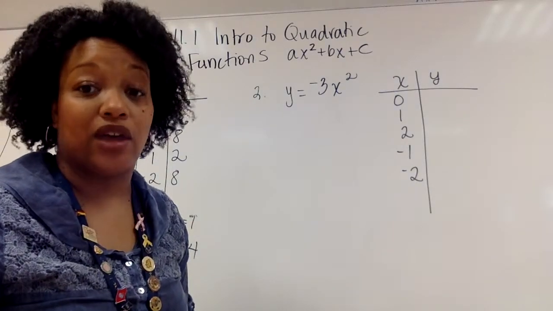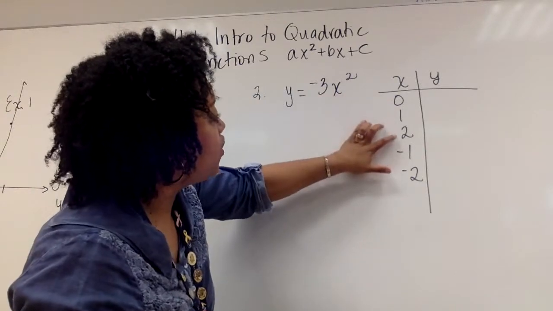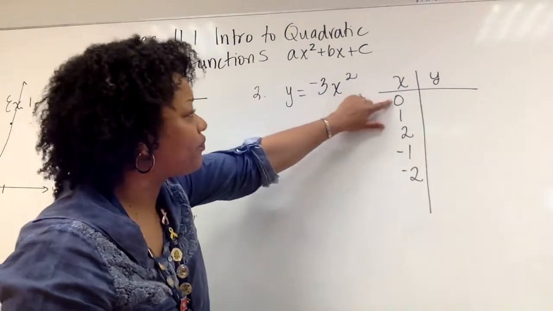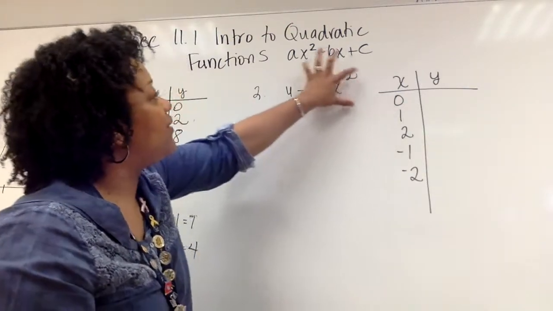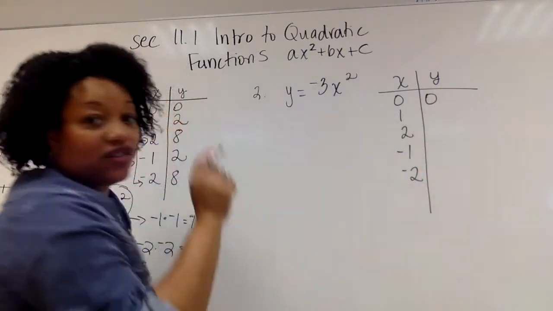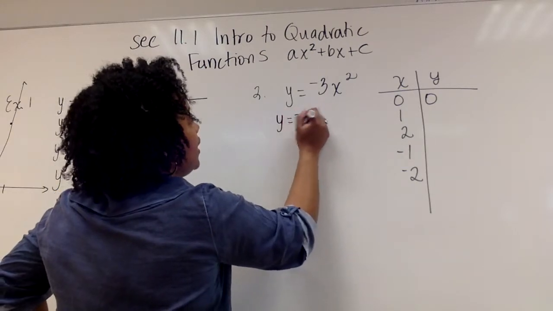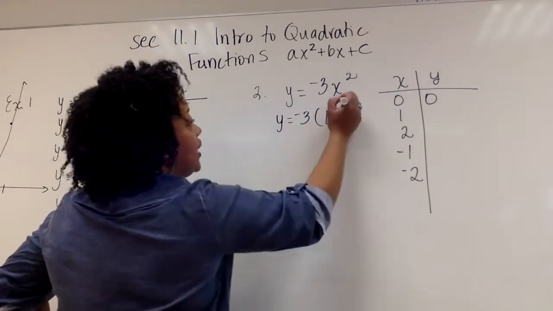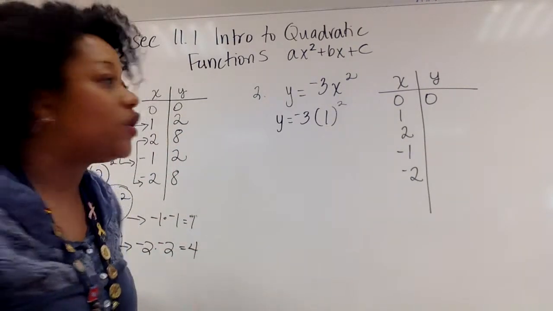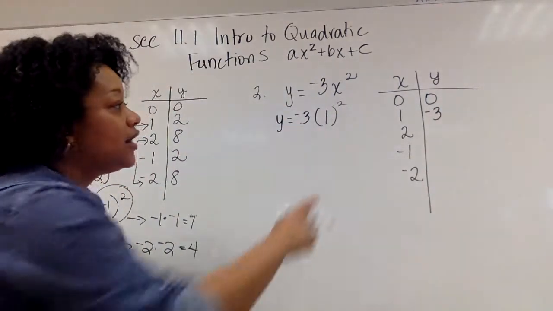Now it's time to plug and chug. You've got to evaluate this equation for every single y value. So let's just go for it. Well, we first know when x is 0, that takes this entire term and just makes it 0. All right? So let's get to it with x equals 1. When x is equal to 1, that means I have negative 3 times 1 squared. Well, anything 1 squared is just 1. So y equals negative 3. There we go. All right? Let's go to the next one.